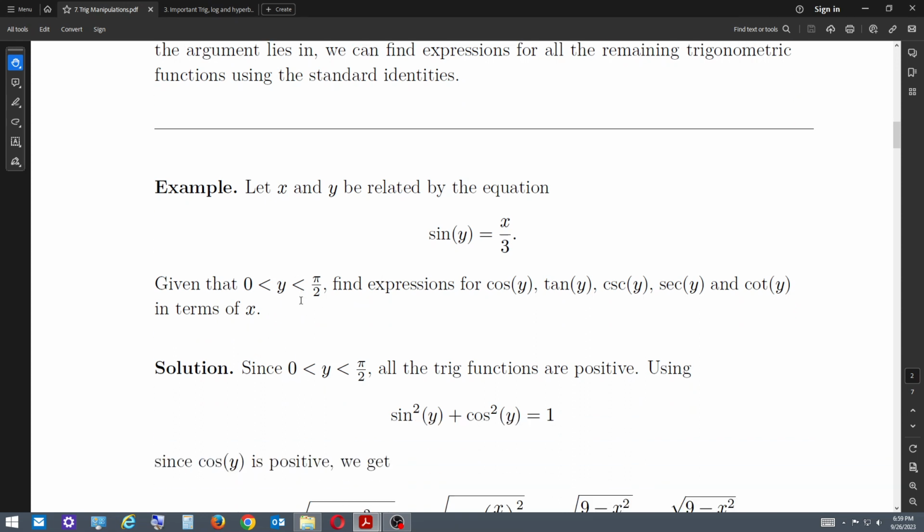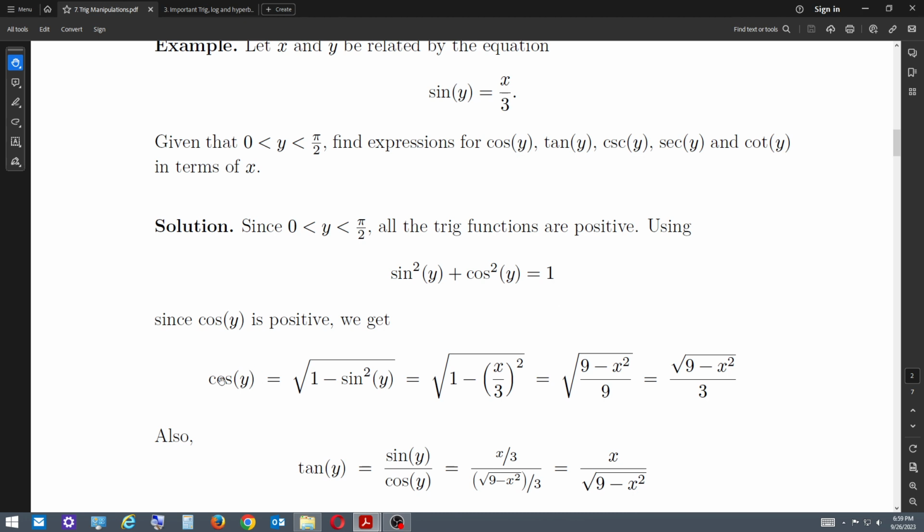So, cosine of y from this identity is equal to the positive square root of 1 minus sine squared y. Now, we know what sine of y is, so we can simply substitute that. So we get the square root of 1 minus x over 3 all squared. Right, now you can simplify this a little more. So this would be the square root of 1 minus x squared over 9.